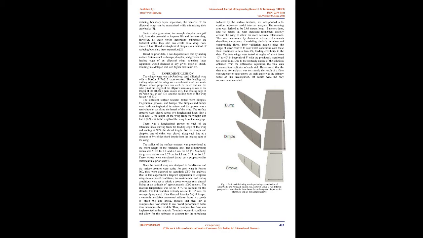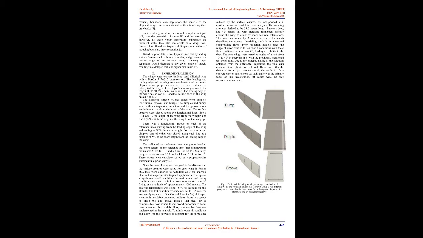However, as these vortex generators exacerbate the turbulent wake, they also can create extra drag. Prior research has offered semi-spherical dimples as a method of reducing boundary layer separation too. Based on prior data, it was hypothesized that by adding surface features such as bumps, dimples, and grooves to the leading edge of an elliptical wing, boundary layer separation would decrease at any given angle of attack, resulting in a delayed stall and higher maximum lift.